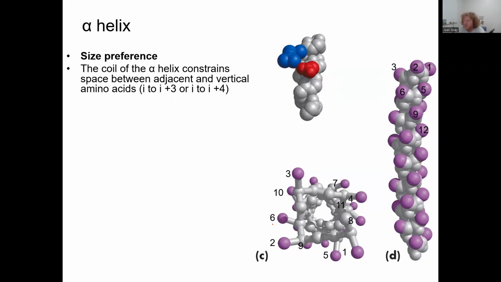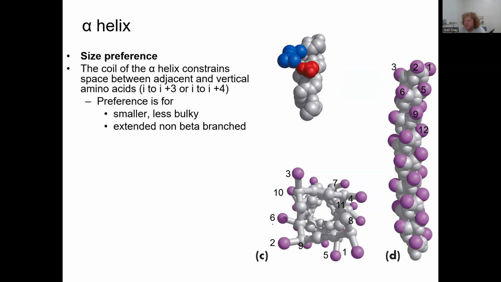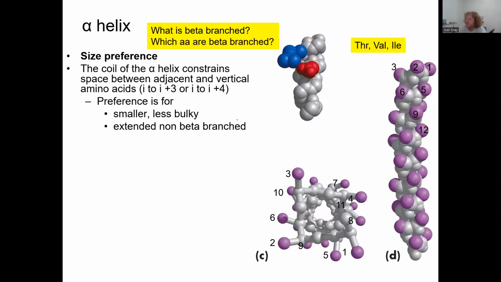The coil of an alpha helix constrains space between adjacent and vertical amino acids. So the preference is for smaller and less bulky amino acids. So extended and non-beta branched. If you remember, whenever you're looking at a polypeptide, you have your alpha carbon and then another carbon. This is your beta carbon. So no branching off of here. So good amino acids would be something like, let's say, aspartic acid, maybe, because that's just got 3 carbons or 2 carbons off of it.